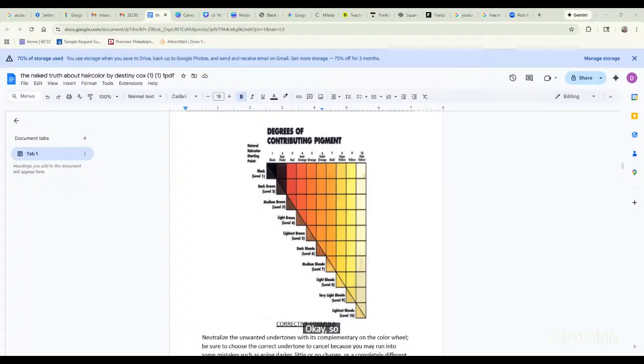Okay, so we got our formula written. Let's plug in. So we're going to do 2 times 9 minus 6. 2 times 9 is what? 18. 18 minus 6 is 12. So we have 12.